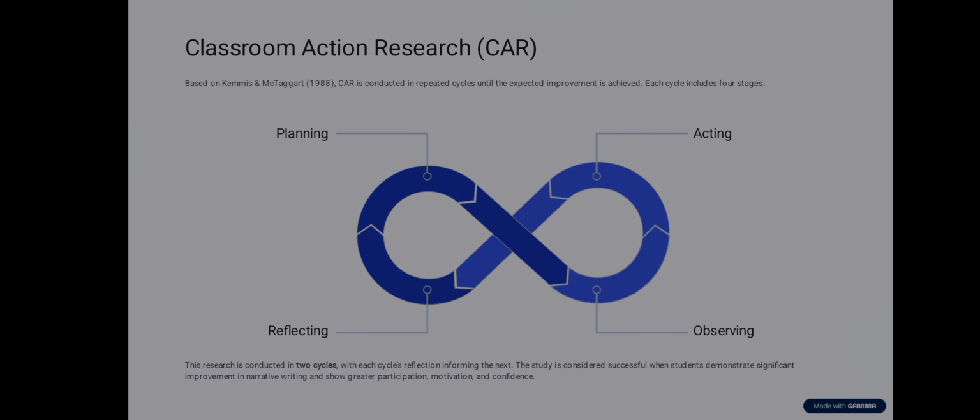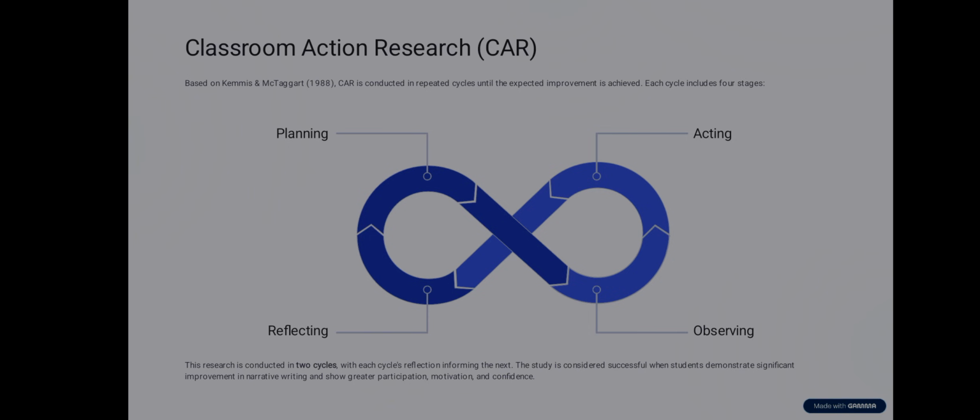In this stage, I prepare lesson plans, comic strips, learning materials, observation sheets, and writing tests. The second stage is acting. During this stage, I implement the teaching activities using comic strips as the main instructional medium. Students observe the comic strips, discuss the storyline, identify narrative elements, and write narrative text based on the stories presented.